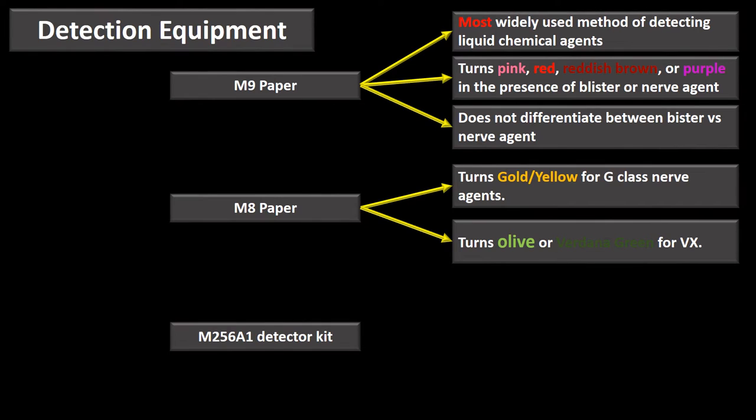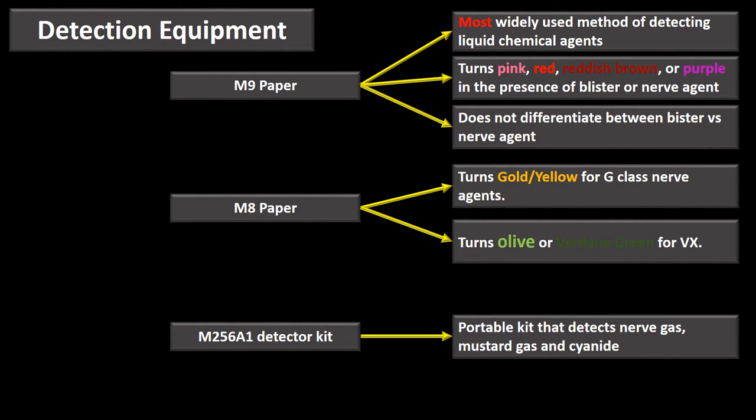Your M256 Alpha 1 detector kit, well, this is a portable kit that detects nerve gas, mustard gas, and cyanide. So this can actually detect vapors. It has some ampules of what are called substrates that are crushed onto a paper, and you expose them to vapors that you're suspicious of, and they take about 15 minutes, and if a reaction occurs, that means that agent is probably in the environment.